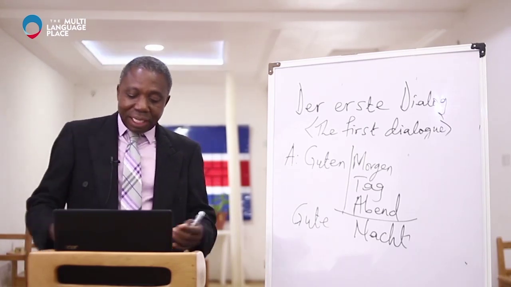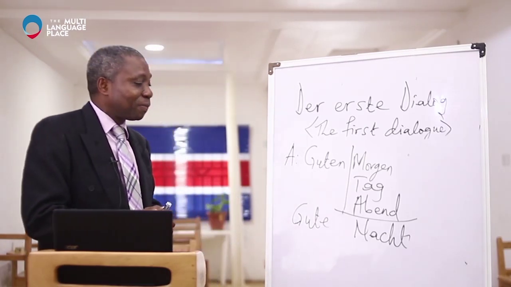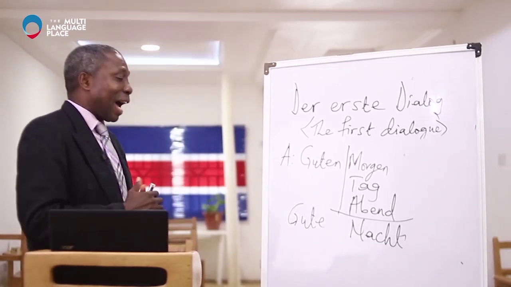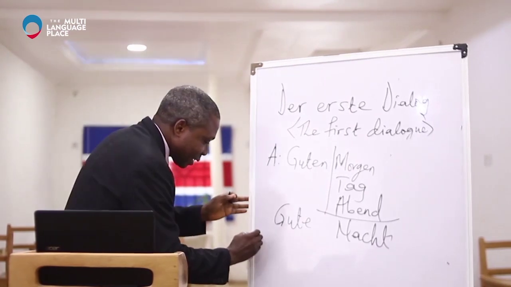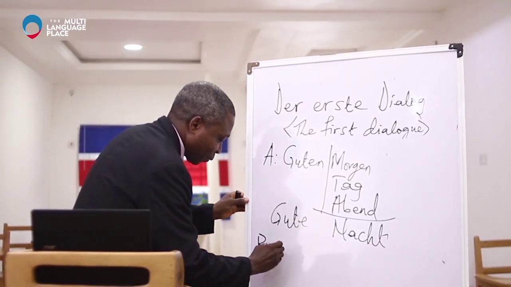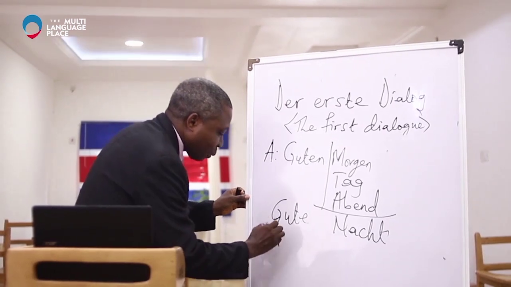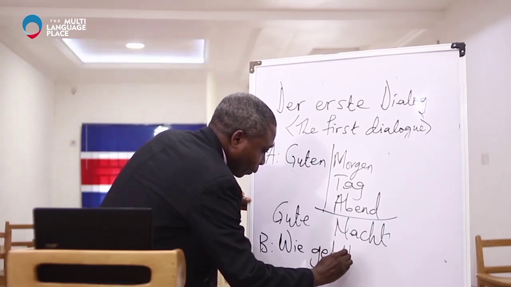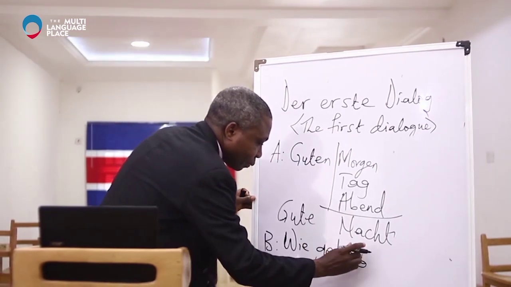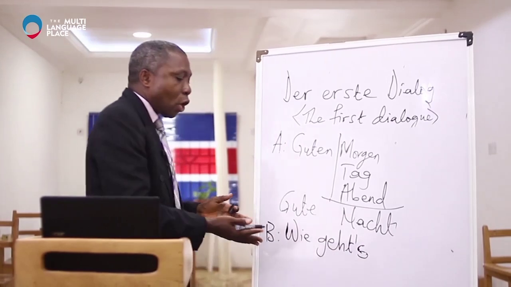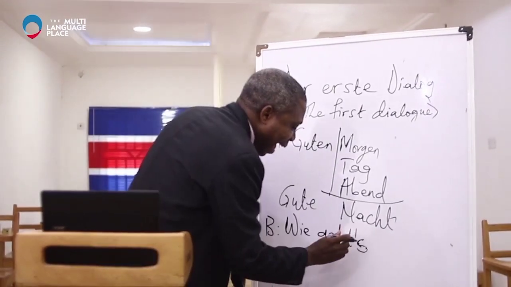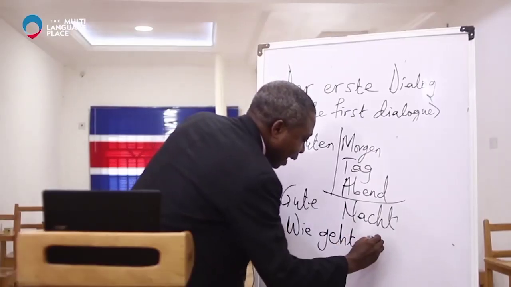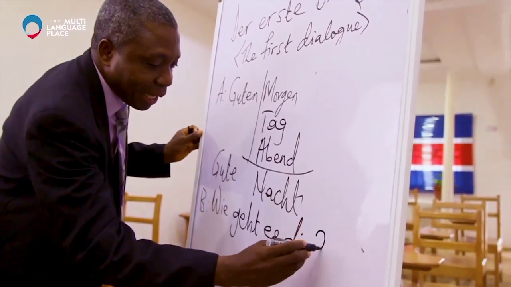Now, after a friend has greeted like that, either he says Guten Morgen or Guten Tag or Guten Abend, then the next thing is B's response: Wie geht's? Actually, the long form of this is Wie geht es dir. I think it's important we learn that straight away. Wie geht es dir? And that's the question.